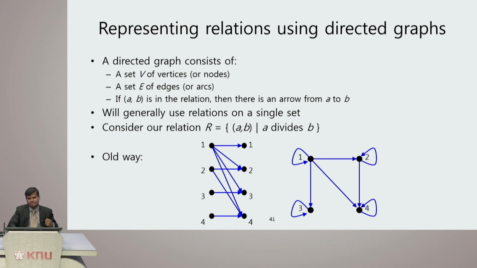Here it is. So 1 is connected to all things. 1 divides 1, 1 divides 2, 3, 4. And 2 is connected to itself. 2 divides itself, and 2 divides 4, and 4 divides itself, 3 divides itself. So this is the new representation that we are establishing using the graph.